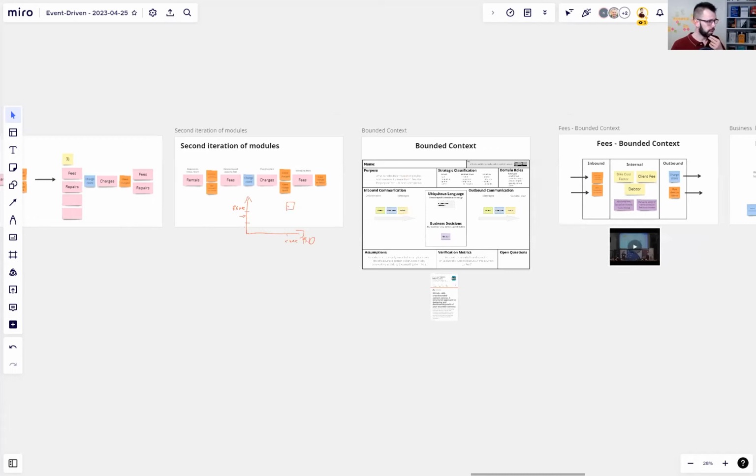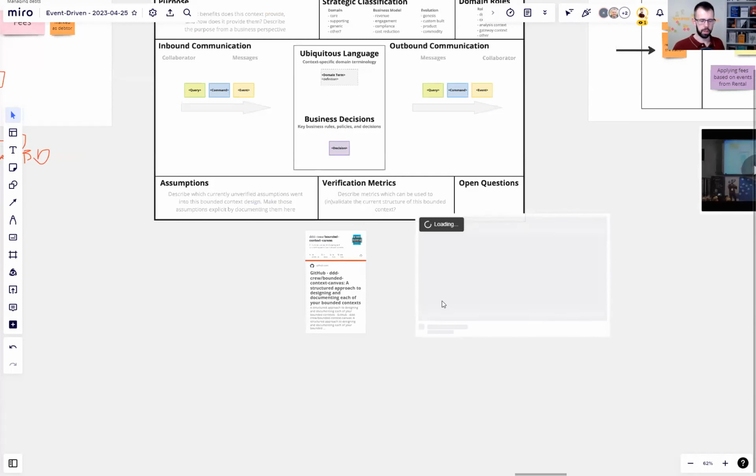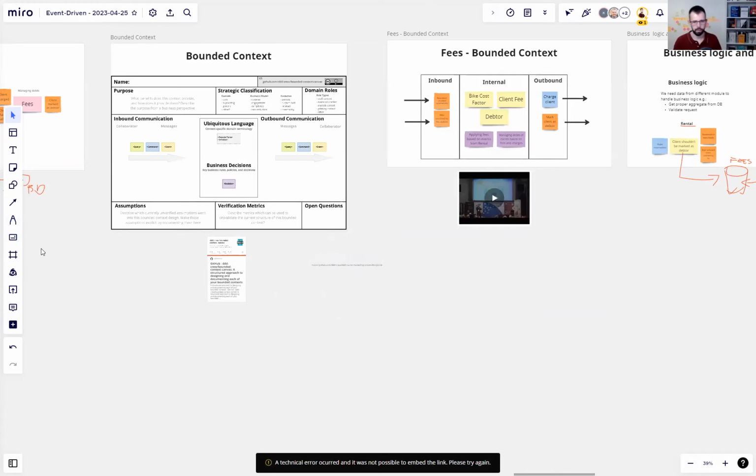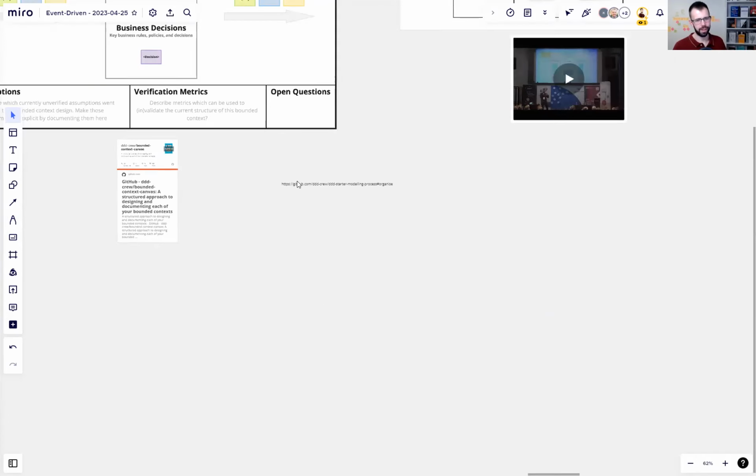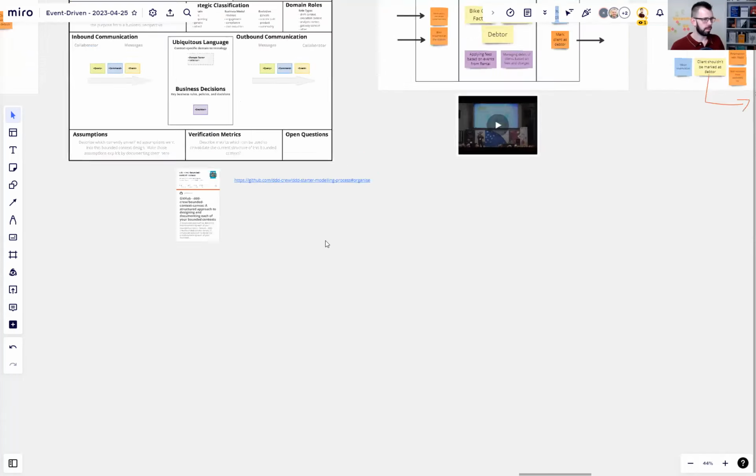Maybe put some information about it here. If we discuss it, maybe somebody will find it helpful to get some links about the context maps. Okay. Let's have at least the link here.